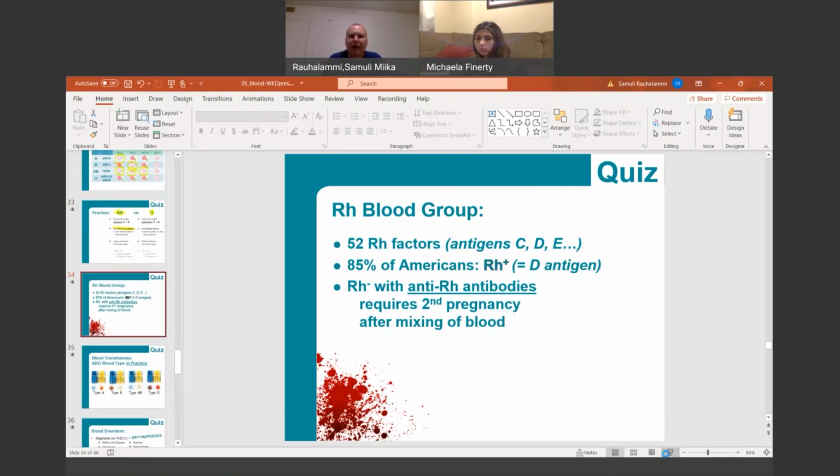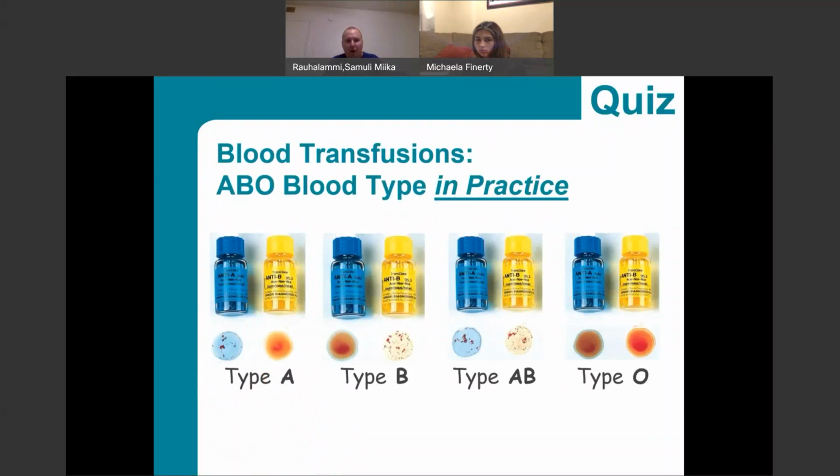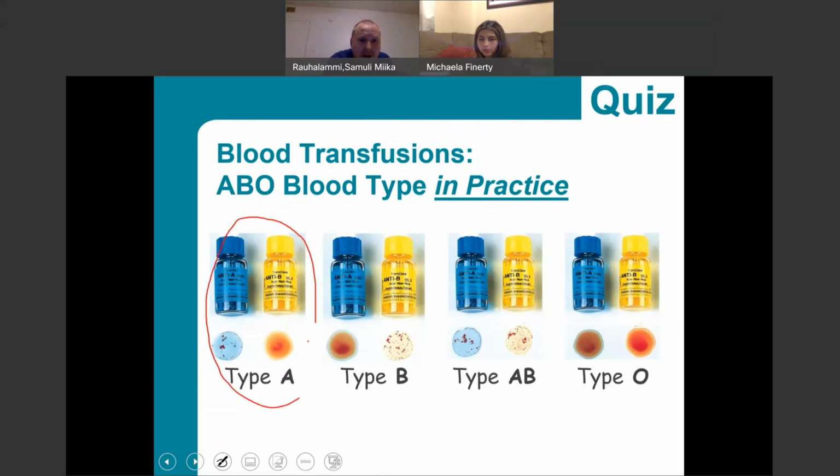A couple of other things. We will use this next slide in the class tomorrow. So just what it looks like in terms of different blood types when you're testing. There will be 4 pictures in the quiz where it shows that, okay, we have the anti-A is the blue and anti-B is the yellow.